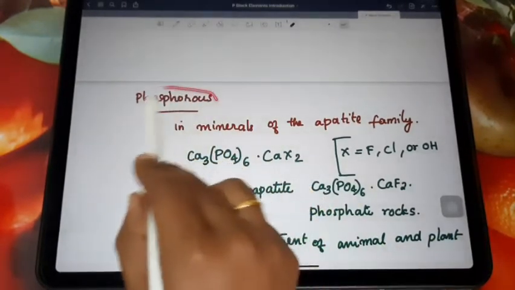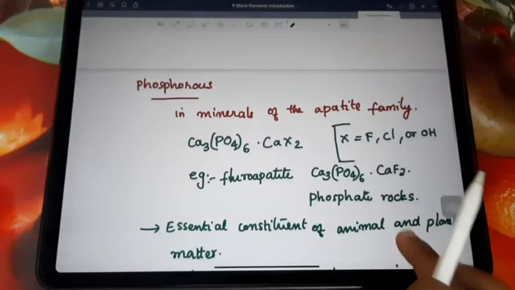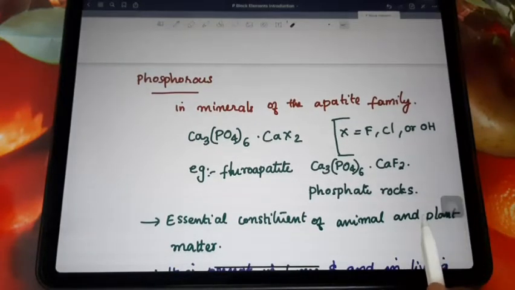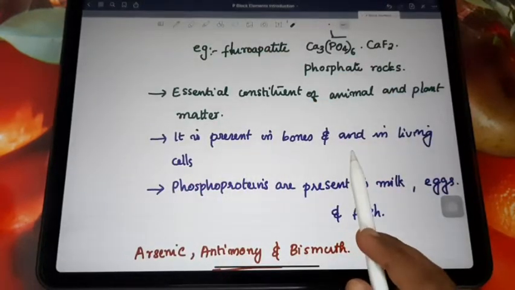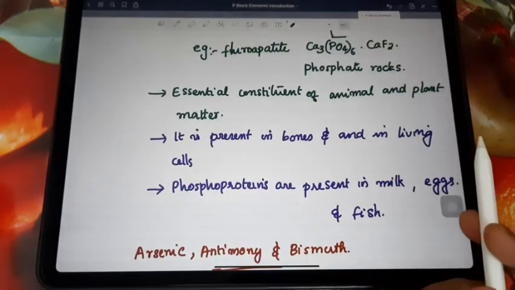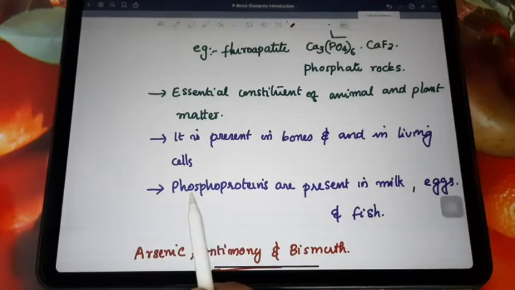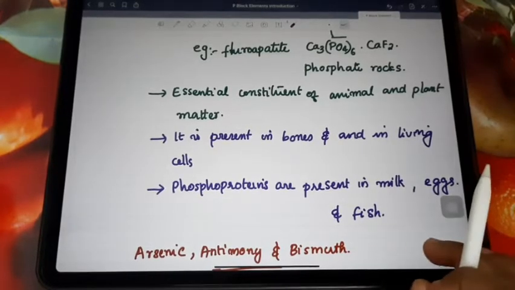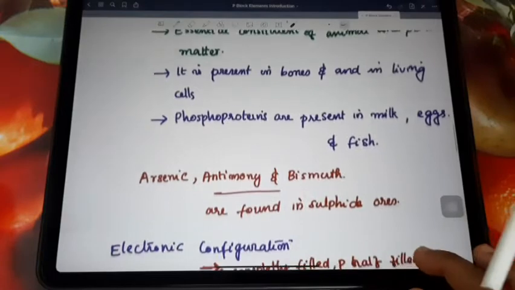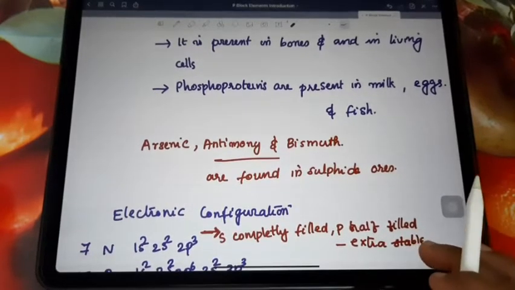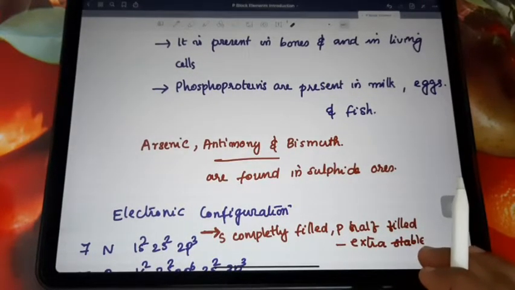Another important thing about phosphorus is that it is an essential component of animal and plant matter. Phosphorus is present in bones and also in living cells. One form of phosphorus is phosphoproteins, which are present in milk, egg and fish. So the occurrence of nitrogen and phosphorus we have completed. Next, arsenic, antimony and bismuth are found in sulfide ores.